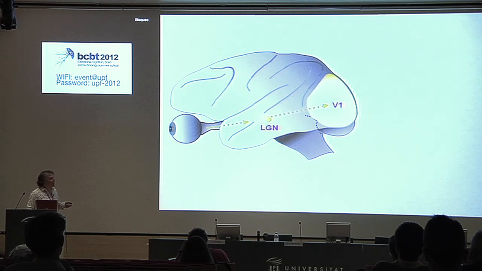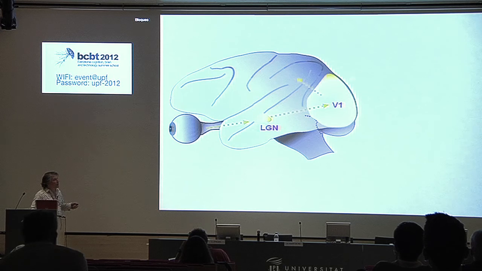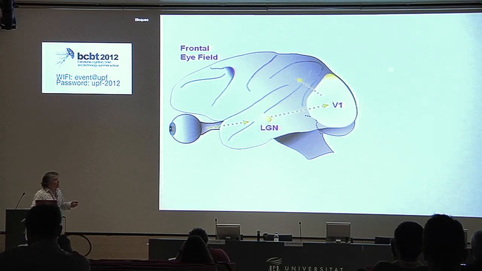From V1, well, I won't get into V1, but V1 is just a huge retina, basically, which does some pre-processing, such as edge detection and things like that. From V1, signals are sent to a whole constellation of areas in what we call the extrastriate visual cortex. Some of these areas you've probably heard of, such as MT, which does motion discrimination. One of the ultimate endpoints for all this visual processing is the frontal eye field.